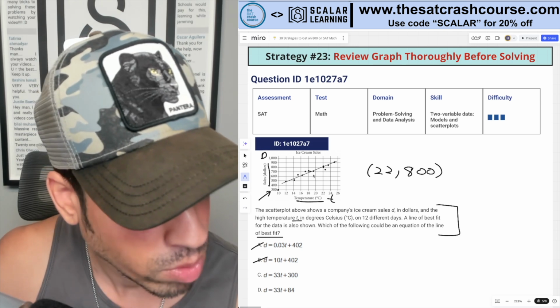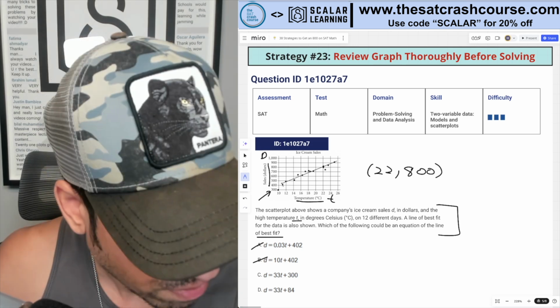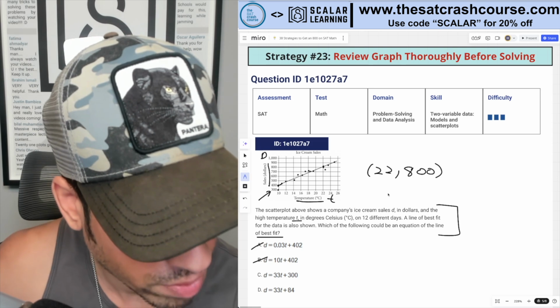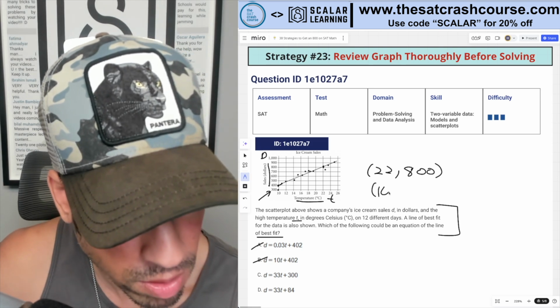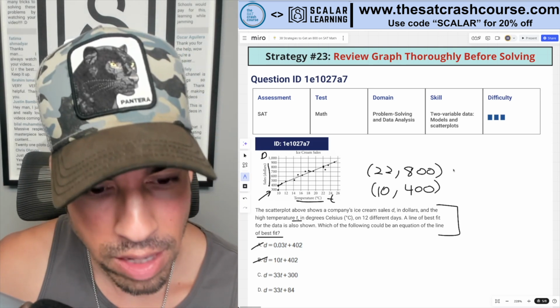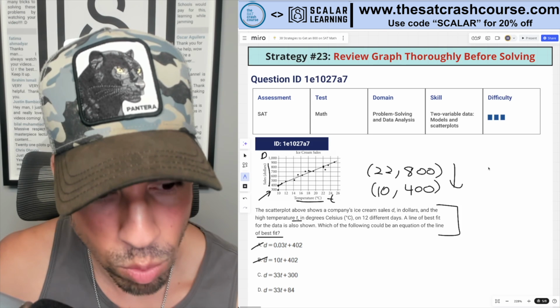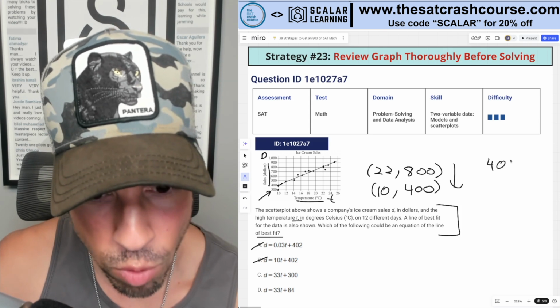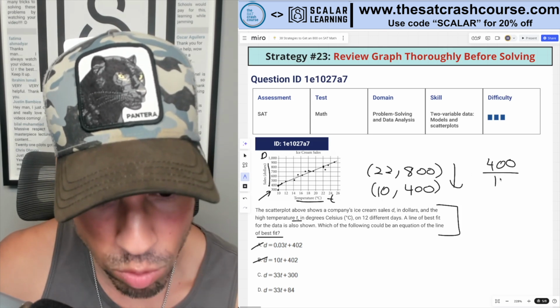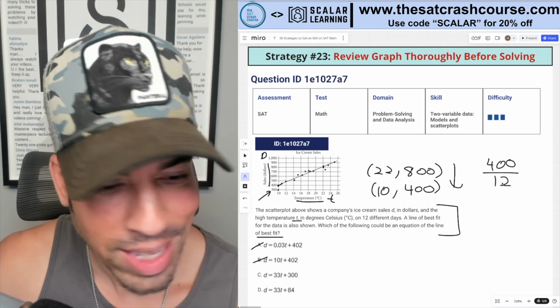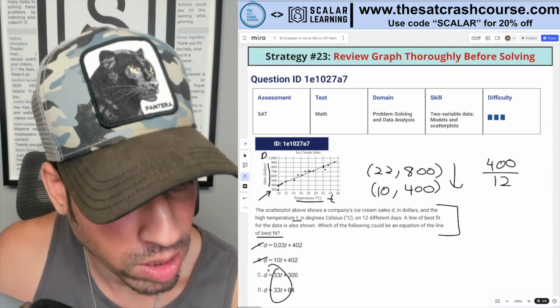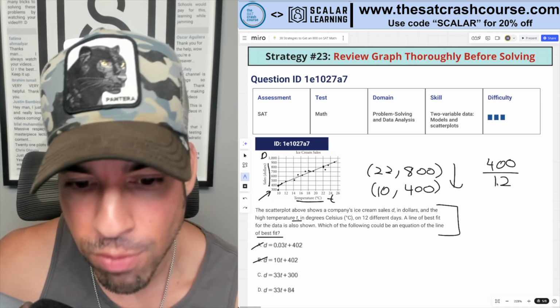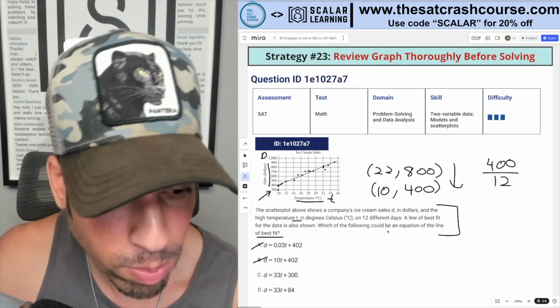And then we've also got, let's say, if I extended this line, let's say right here, we've got about 10, 400. Now I can very easily calculate the slope just by taking the difference of the y's, 800 minus 400, which is 400, over 22 minus 10, which is 12. So this gives me slope, and that's not going to help tremendously because both of these have the same slope, but at least I know, all right, 400 divided by 12, it's probably about 33.